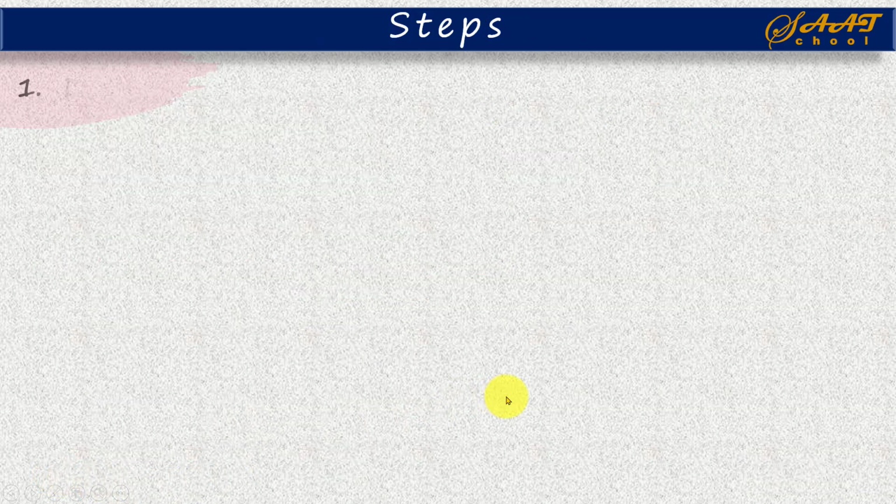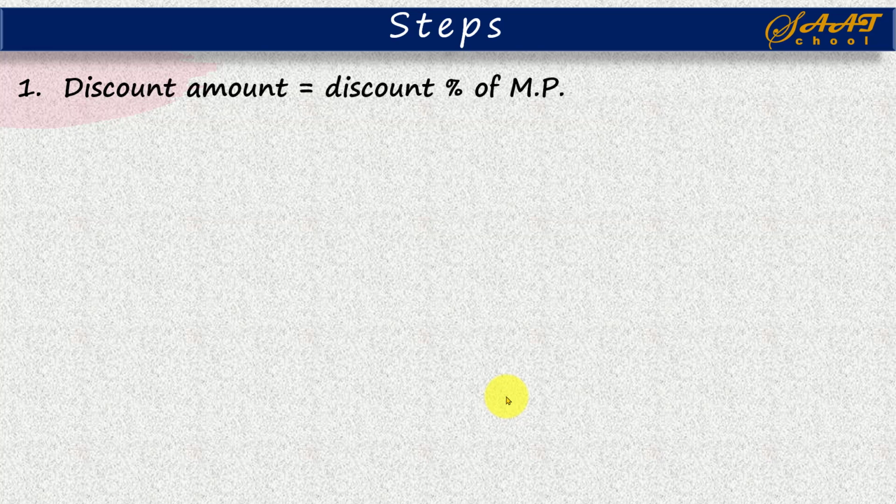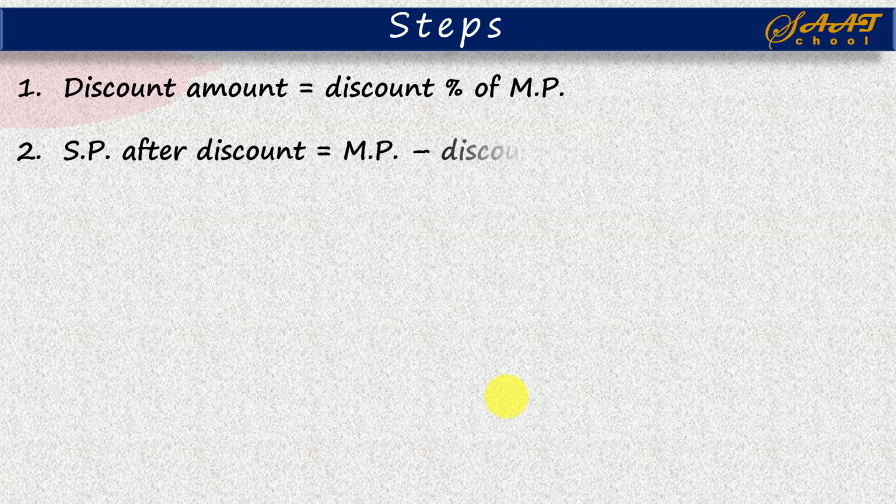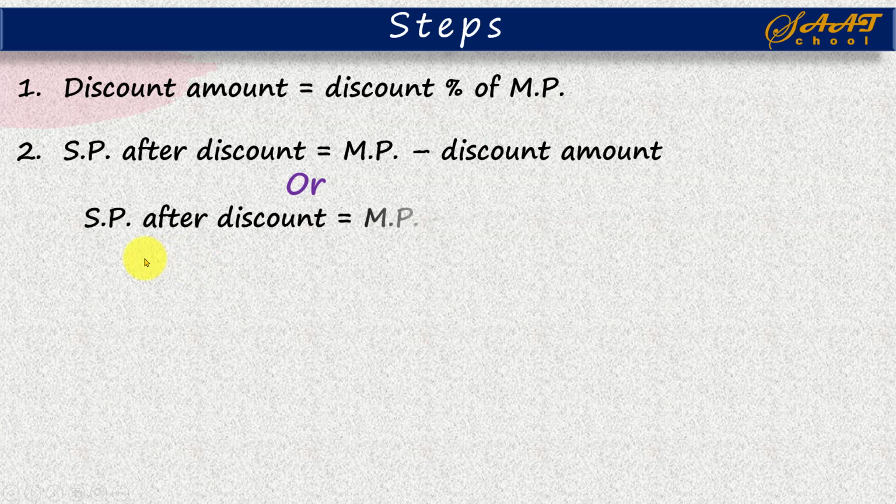So here are the steps. First, discount amount is calculated on mark price. Once we have the discount amount, we can find ESP after discount, which is mark price minus discount amount. So instead of these two steps, you can use one step as well, where you can say simply ESP after discount equals MP minus discount percent of MP. So you can use these two steps, or you can use this formula directly as well.